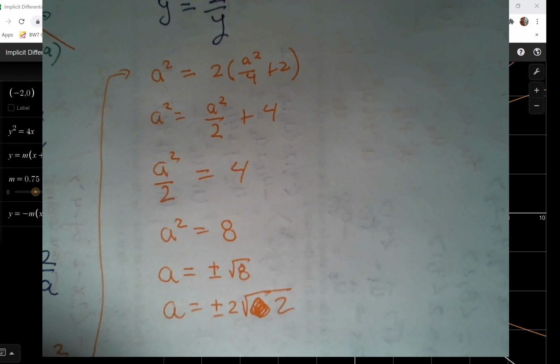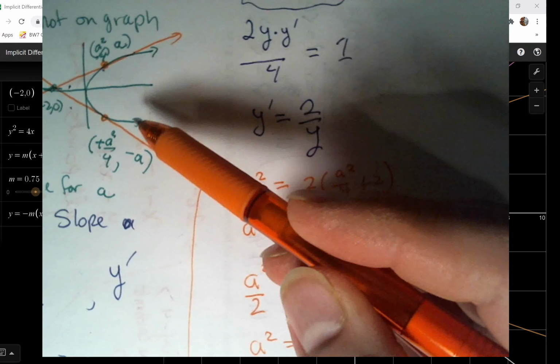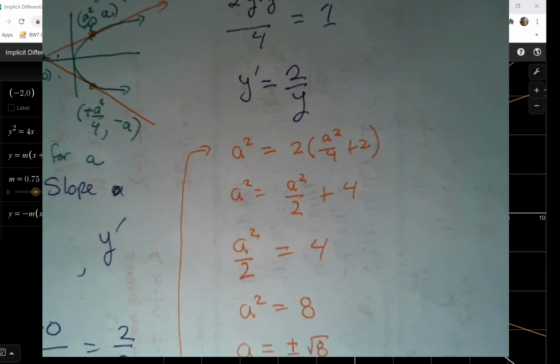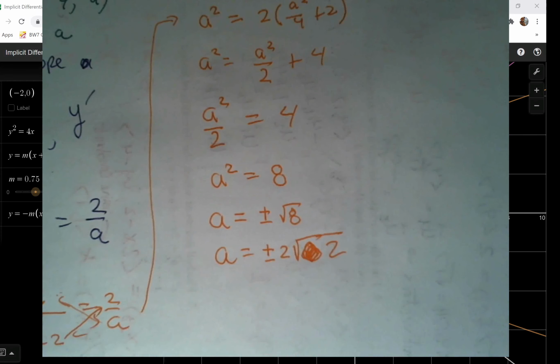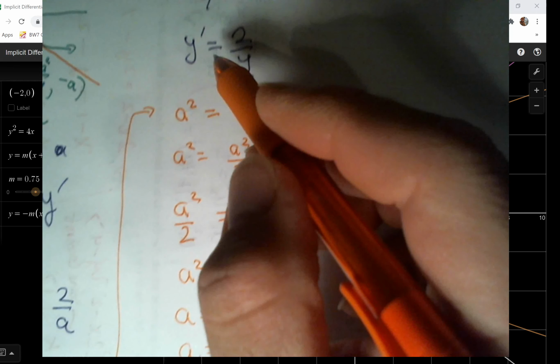All right, and it makes sense that we get a plus and a minus, right? Because looking at our graph here, we have the positive one and the negative one. Okay, so again, this was not what the question asked. The question didn't ask to find the tangent point, but it says find the tangent lines. But now I can do that, right? Because what is y prime? It's simply 2 over a.